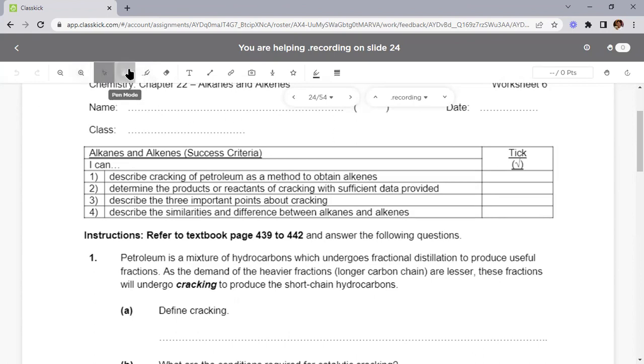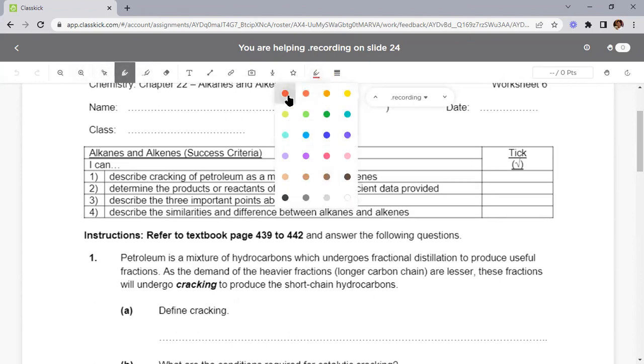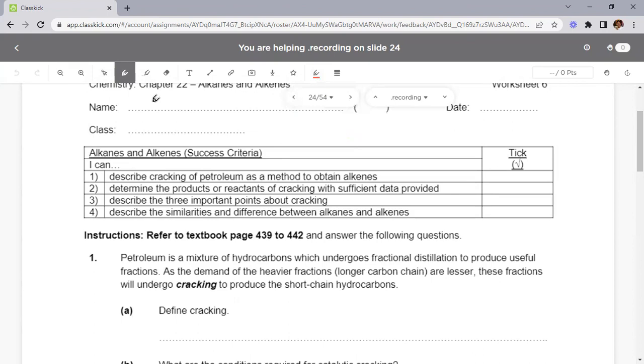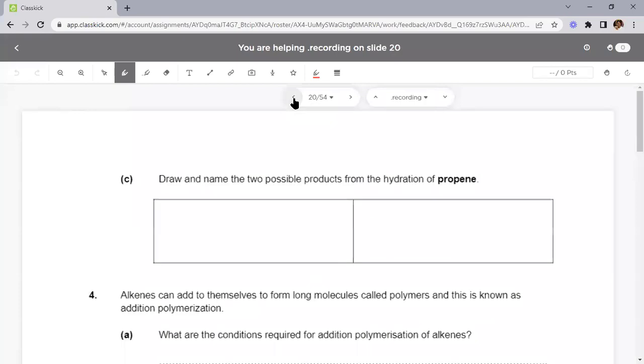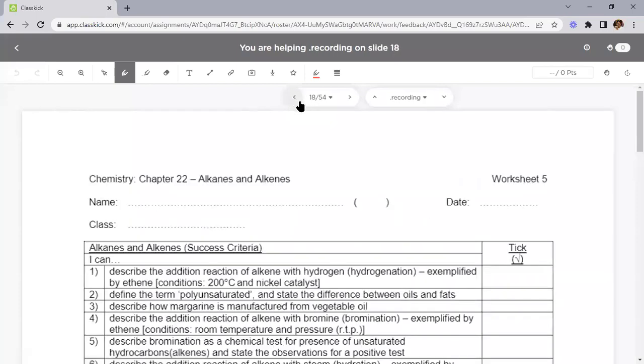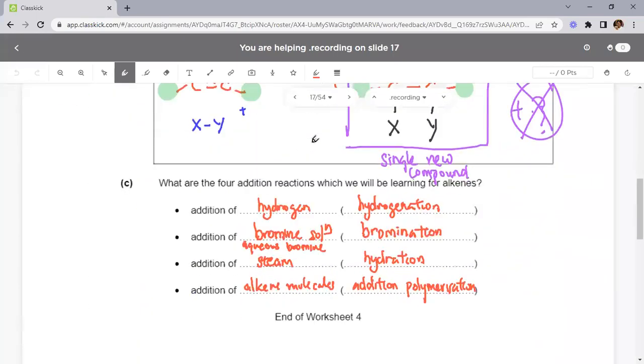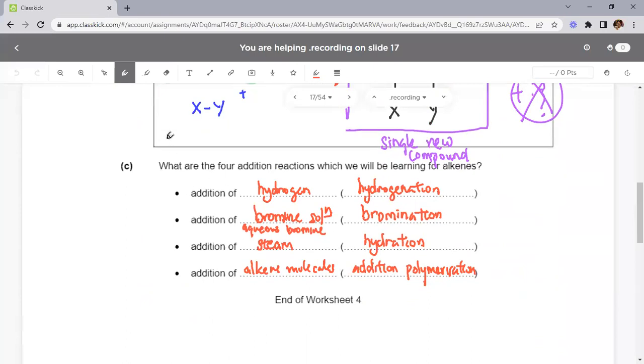What we've done previously is to look at the reactions that alkenes undergo. In the previous worksheets we went through all the reactions: alkenes undergo addition reaction with hydrogen, addition of bromine, addition of steam, and addition of the alkene molecules themselves, which we term addition polymerization. So this was what we went through in the last segment.